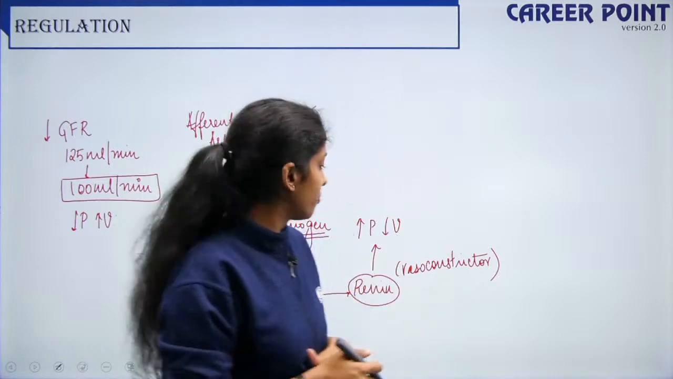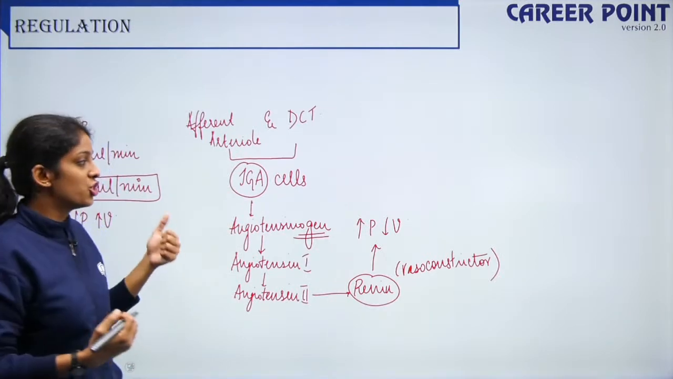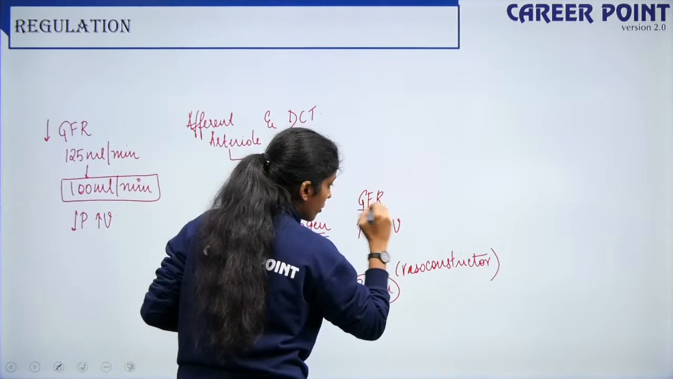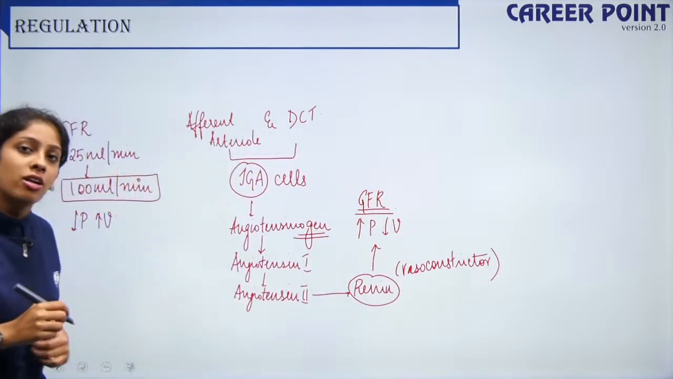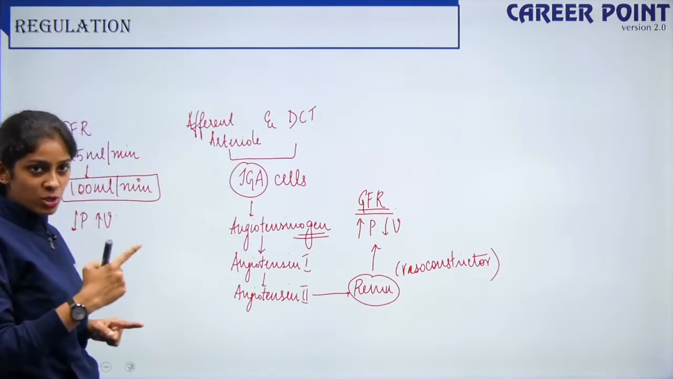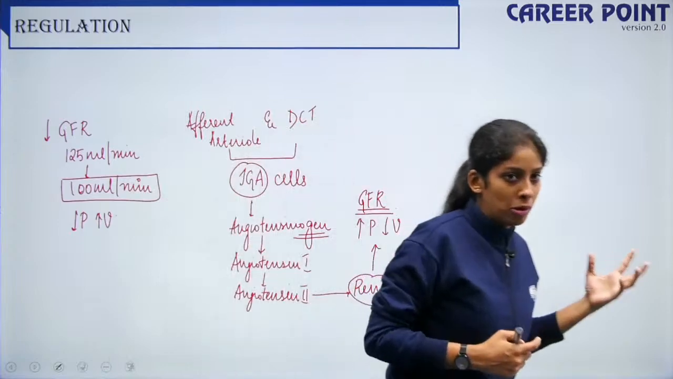Okay? So this is how the kidney regains or regulates the GFR. Once again, GFR is back to its normal rate. So what gets activated? Renin. Renin is a vasoconstrictor. So once again, the GFR rate is back to the normal position.